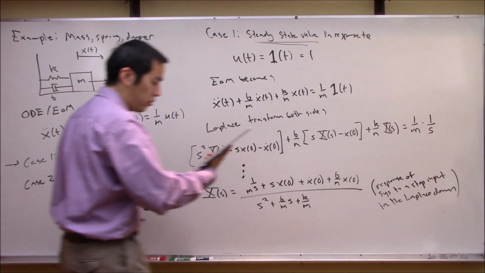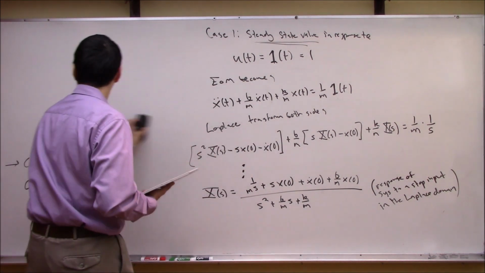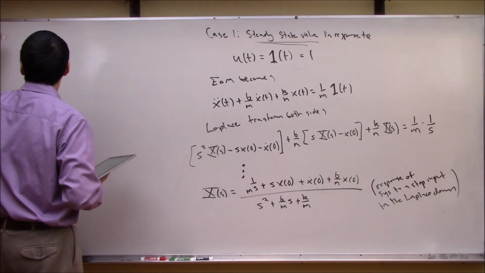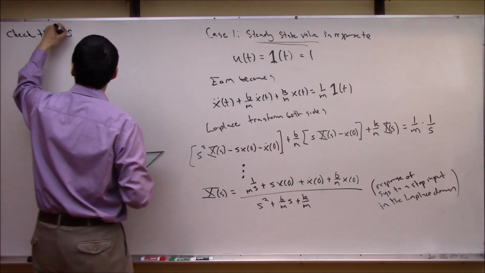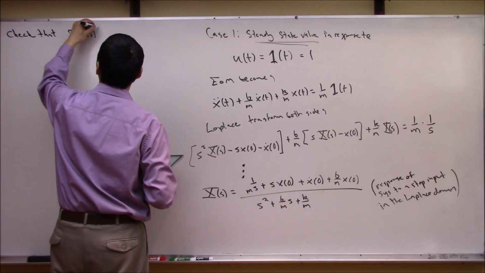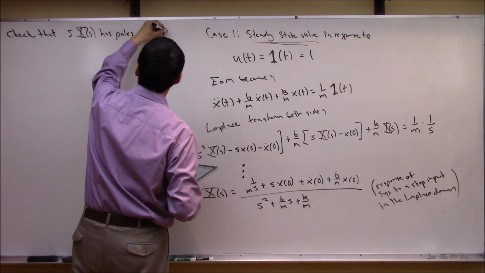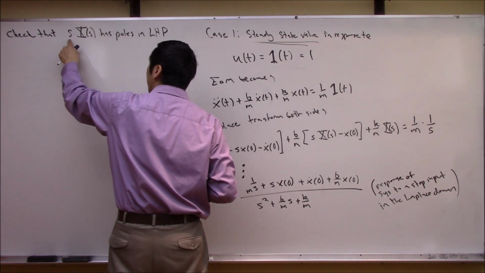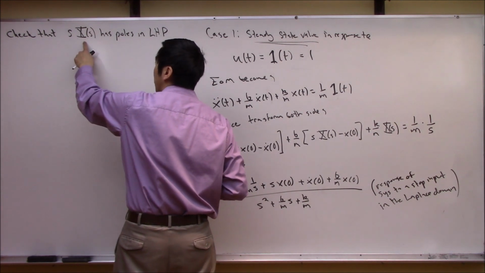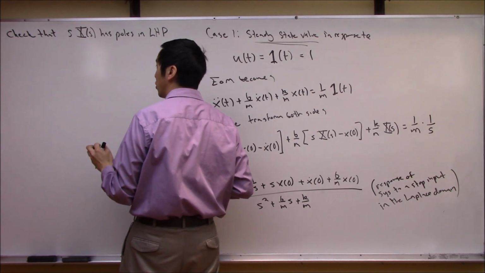So what we need to do here is first, let's go ahead and check that s times X(s) has poles in the left half plane, right? And again, make sure you note I need to check s times X(s). I can't tell you the number of students that just check X(s). It's the quantity s times X(s) that you need to do, okay?